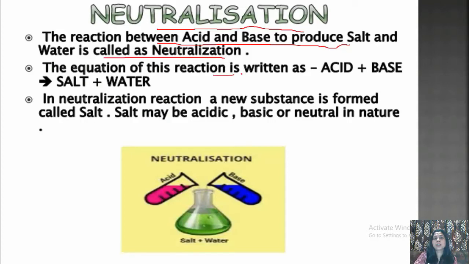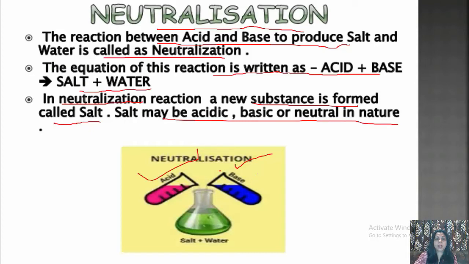The equation of this reaction is written as acid plus base gives salt plus water. In a neutralization reaction, a new substance is formed which is called salt. Salt may be acidic, basic or neutral in nature. As you can see, acid and base are put together in this conical flask, and what is produced? Salt and water.